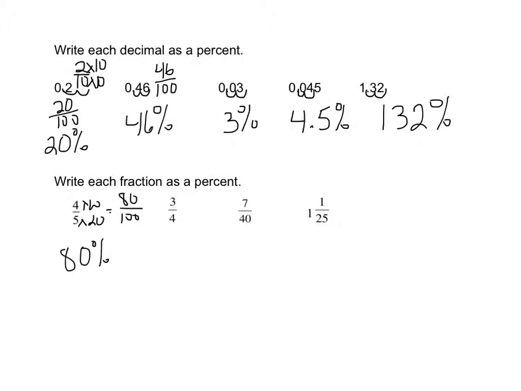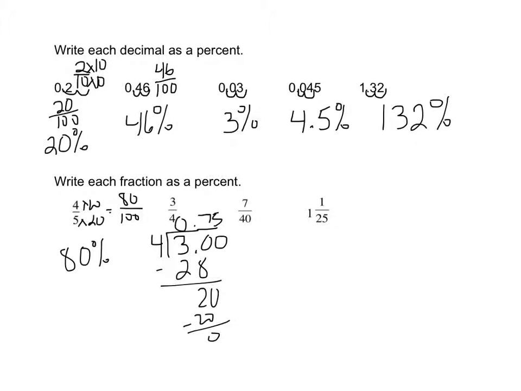The other way we can do it is actually divide and change our fraction to a decimal. So like here, 3 divided by 4, some of you might know this off the top of your head, but 4 can't go into 3, but it goes into 30 7 times, which would be 28, with 2 left over. Add in another 0. 4 goes into 20 5 times. So we have 0.75, and moving my decimal point over 2 spots, this would be 75%. And you can use calculators for this as well. So why don't you go ahead and pause the video and try the next two on your own.